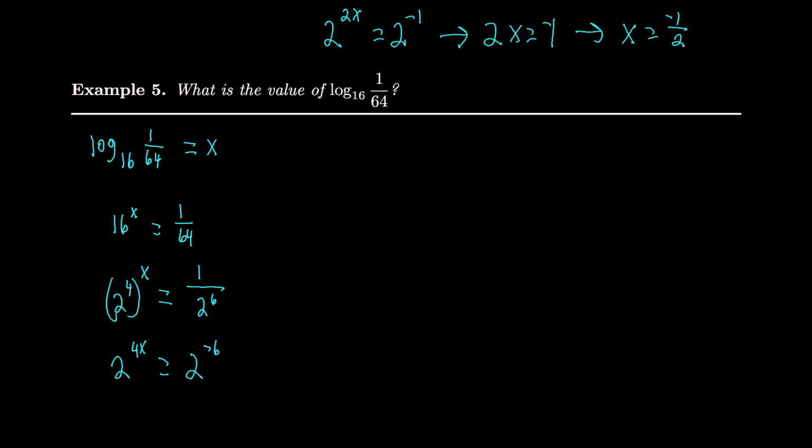And now we're just going to say, well, that must mean that 4x equals negative 6, or x equals negative 6 over 4, or if you prefer, negative 3 halves. And I do prefer negative 3 halves. So there we go. That's all there is to that, negative 3 halves. So log base 16 of 1 over 64 is negative 3 halves. But what does that mean?